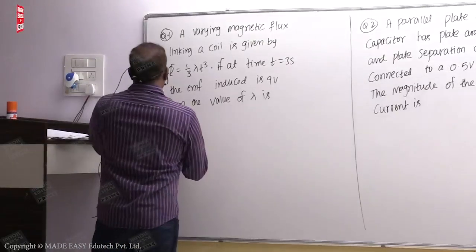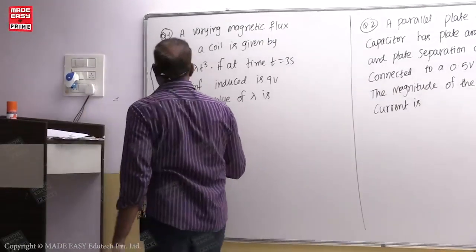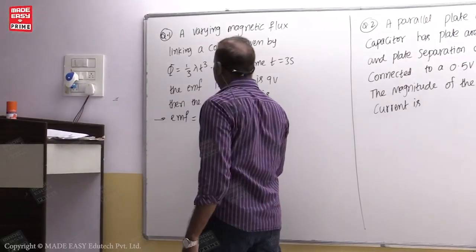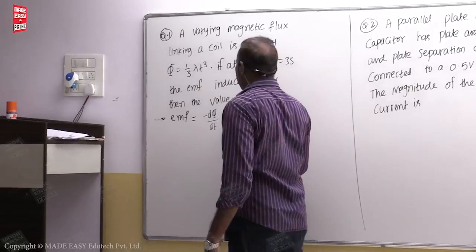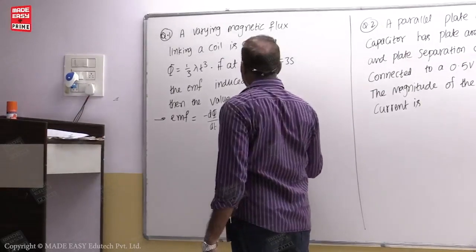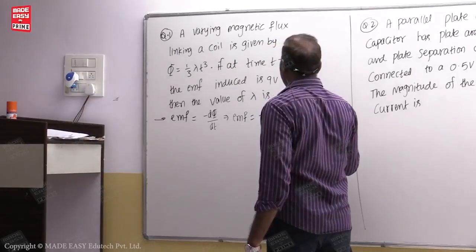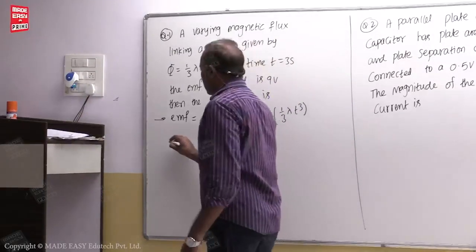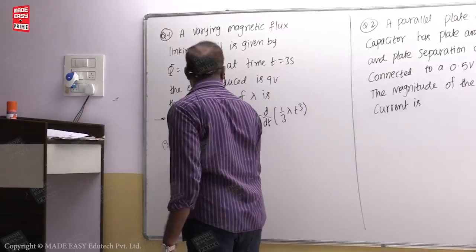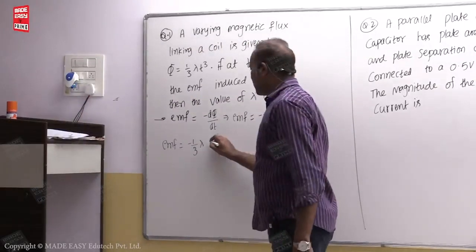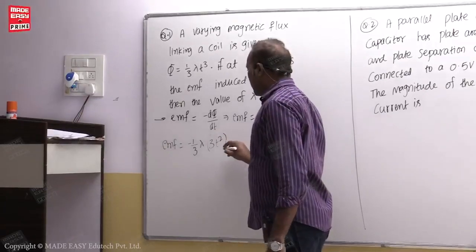Actually, EMF is equal to minus d by dt of magnetic flux. That means EMF is equal to minus d by dt of 1 by 3 lambda t cube. So EMF is equal to minus 1 by 3 lambda, where lambda is constant, and d by dt of t cube is 3 t square.